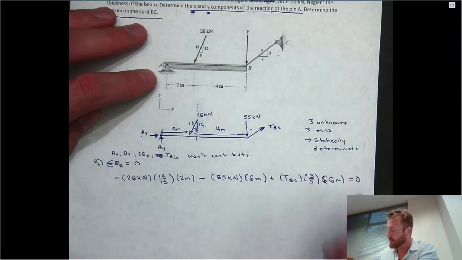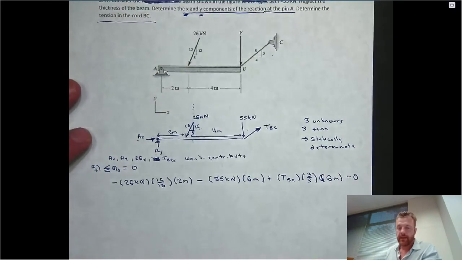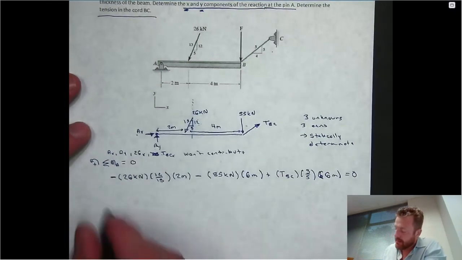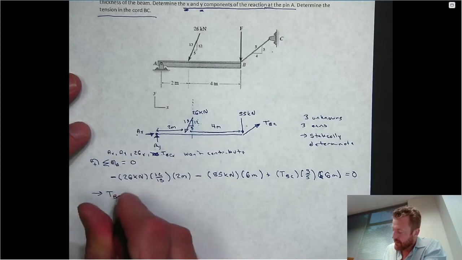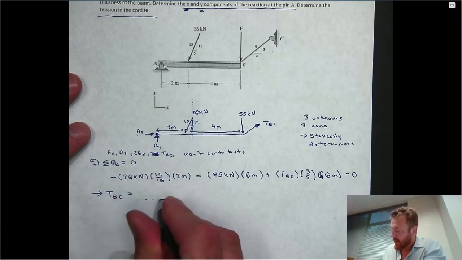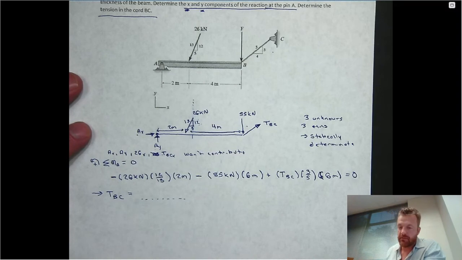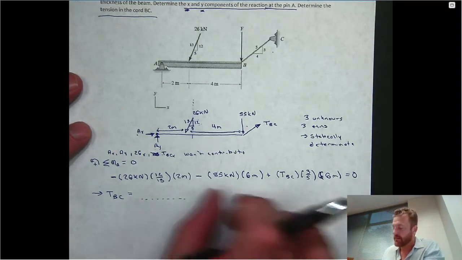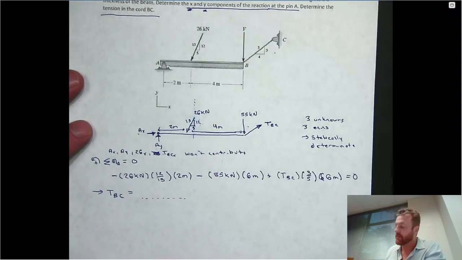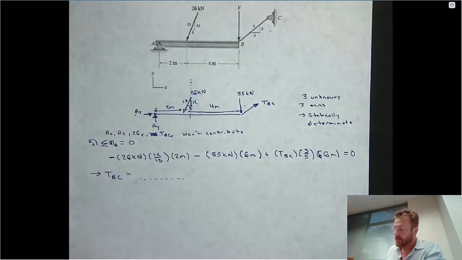And that whole thing is going to be equal to 0. So that will allow us to solve for TBC directly. So we'll say TBC is just going to be equal to, and I'll let you actually finish that part up for your homework. But you know this is just a number, this is just a number, and that is just a number, and from there you should be able to solve.